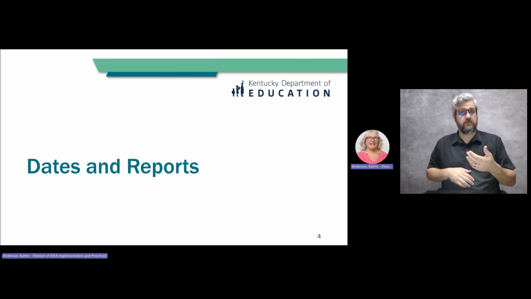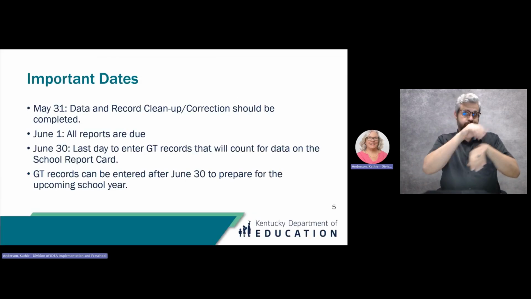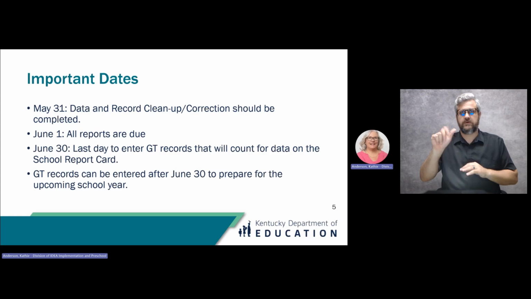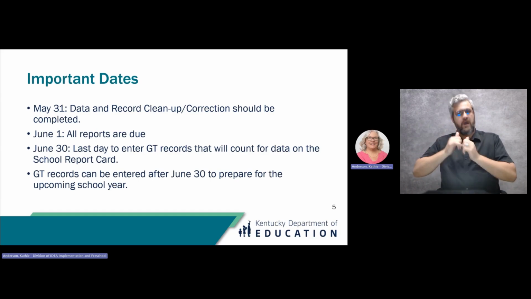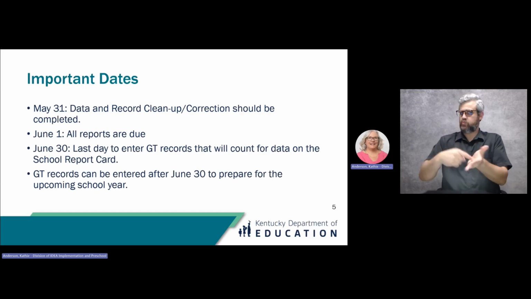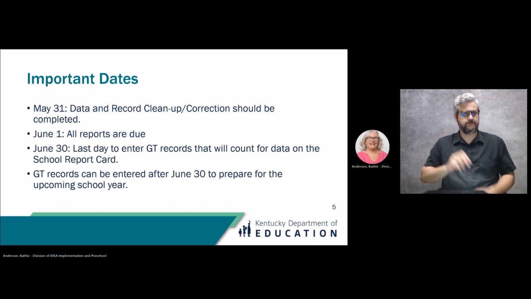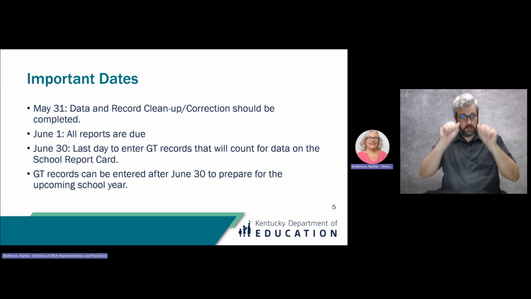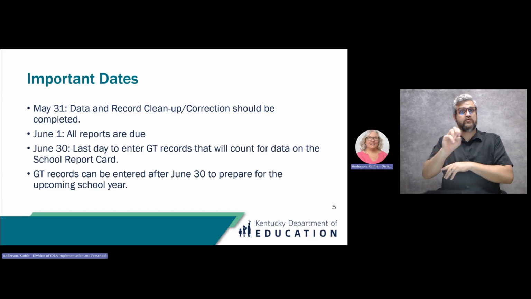First, let's discuss reports and dates to be submitted. These are the important dates. Data and records should be corrected by May 31st. The following slides will assist you with this process. All GT end-of-year records are due June the 1st. The last day to enter GT records for the school report card is June the 30th. GT records can be entered after June the 30th to prepare for the upcoming school year.